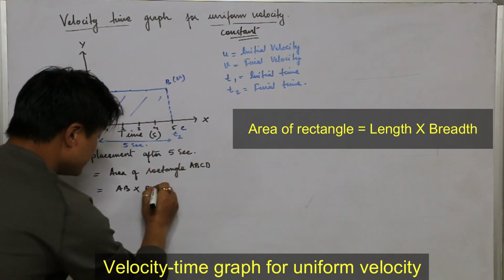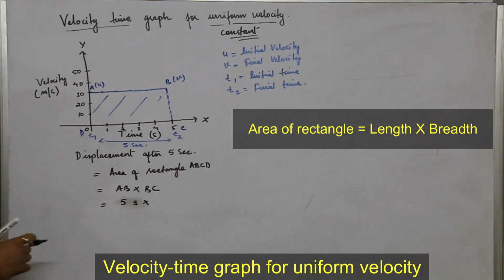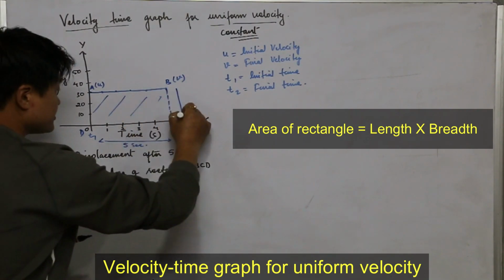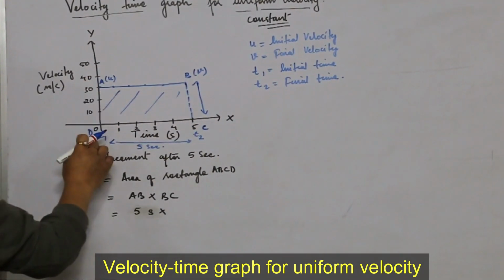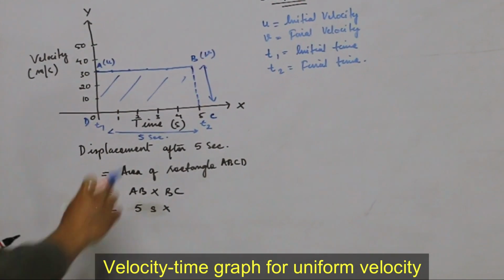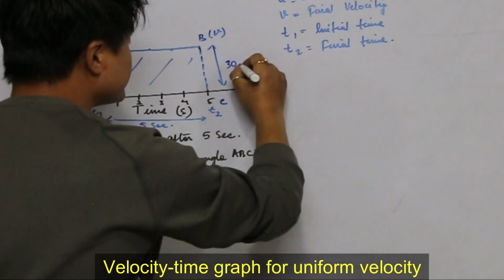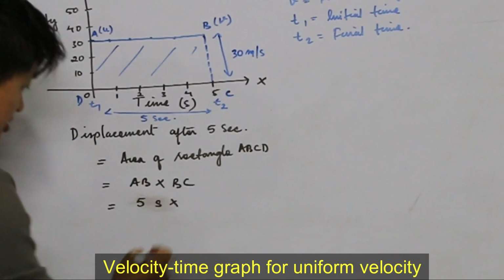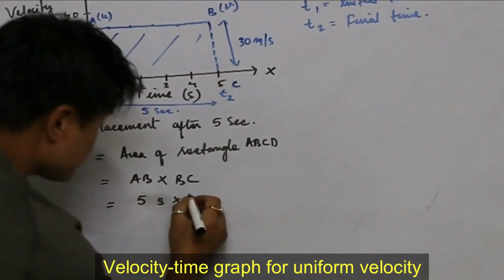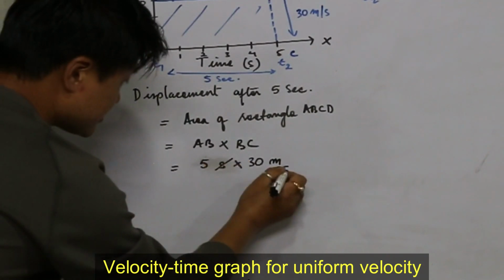So it is BC. 5 seconds into BC. So how much is BC here? BC is equal to AD, and how much is AD? 30 meters per second. Here also it is moving with constant velocity, so this will be 30 meters per second. So BC will be 30 meters per second. So the S we can cancel.